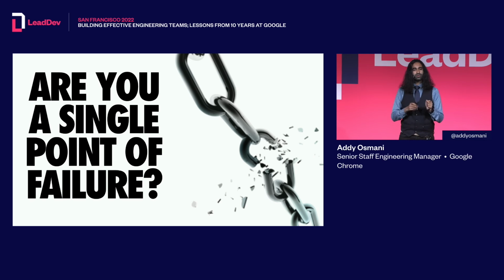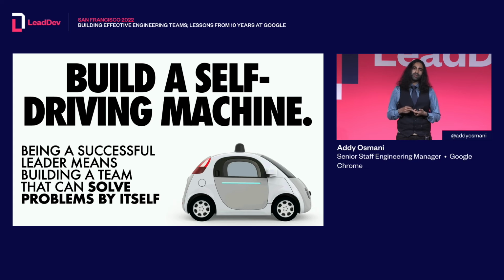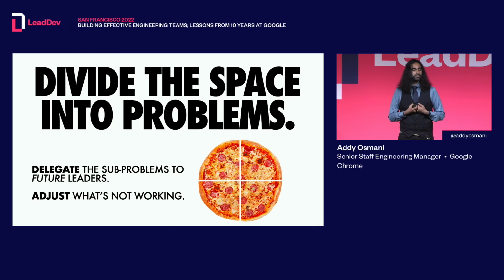I think that if you're able to shift yourself away from being a single point of failure, that's also good for you, too, because you ultimately want to land on building a self-driving machine. Think of a self-driving machine as something that's self-sufficient and self-perpetuating. This is really hard, but it gets back to what I was saying earlier about leadership being more about organizing people and a little bit less about being a technical expert. So how do you do this? Well, divide the space into problems. Delegate those sub-problems to future leaders. They don't have to be current leaders. Delegate them to future leaders and keep adjusting what's not working.